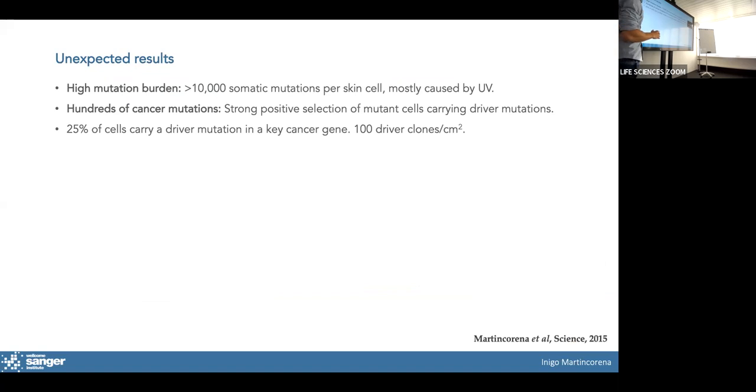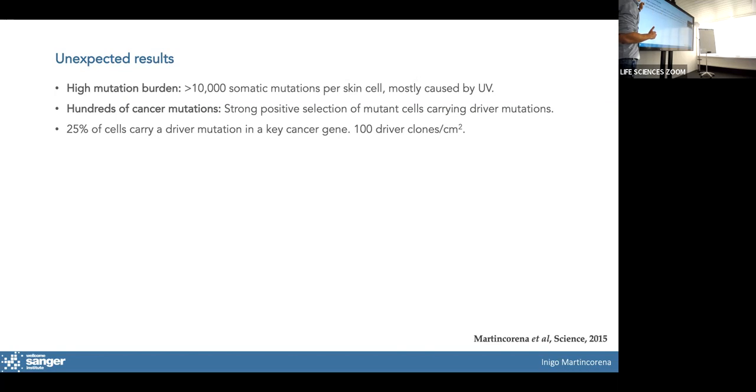But really the big surprise of this study was that these mutations were not random. We saw a very high frequency of mutations in key cancer genes, and this was in healthy skin from normal healthy individuals. The reason for that is that when a mutation occurs in a key cancer gene in the context of a normal tissue, and this happens all the time, it leads to a small microscopic clonal expansion, a bit like the clone that you saw earlier, but on a much larger scale when you look at all genes in the genome.